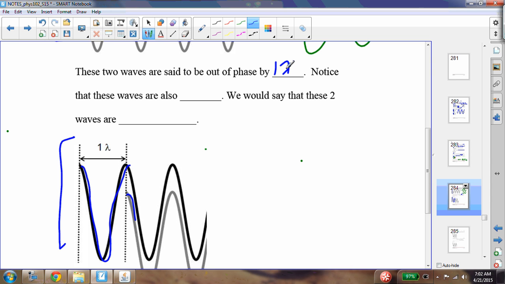So notice that these waves are also in phase. They look the same. Once you get past this point, they look the same. So these are also said to be in phase. So being out of phase by one wavelength is the same as being in phase. We could also say that these waves are 360 degrees out of phase. Those all mean the same thing. Out of phase by one wavelength, out of phase by 360 degrees, or that's also equivalent to being in phase.